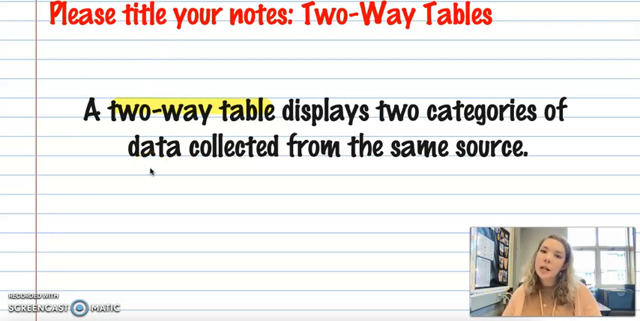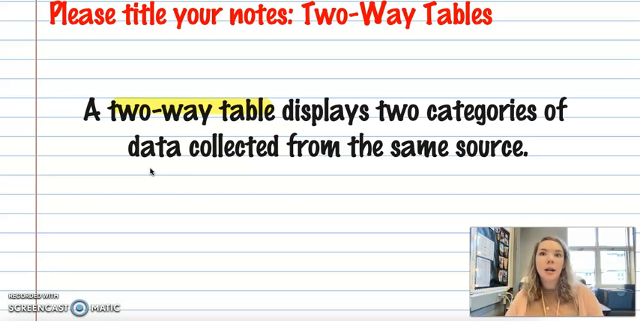All right, today we're going to talk about two-way tables. It's another way to organize what we call bivariate data, where there are two categories or two variables. So similar to scatter plots, but organized in a different way. A two-way table displays two categories of data collected from the same source, which is also true of scatter plots.